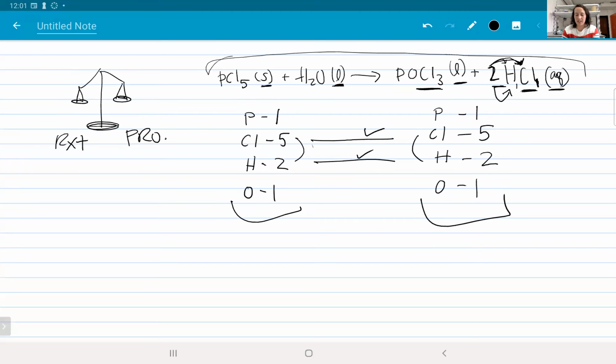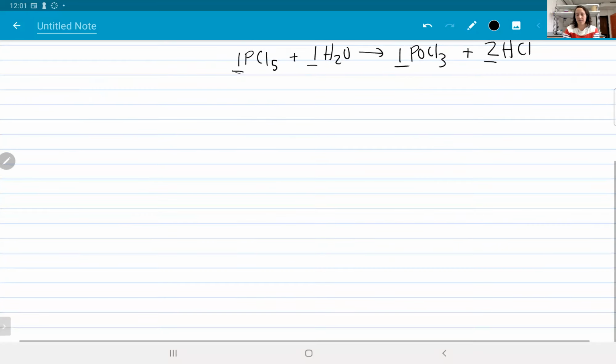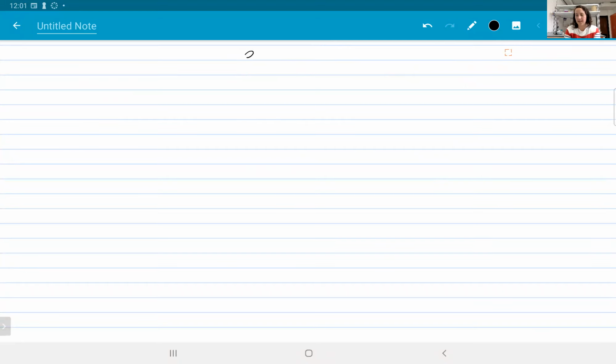So the coefficients are 1 PCl5 plus 1 H2O yields 1 POCl3 plus 2 HCl. So the coefficients are 1, 1, 1, and 2, and that gave me a balanced chemical equation. Let's try one more. Okay, so that was question 3, part A.